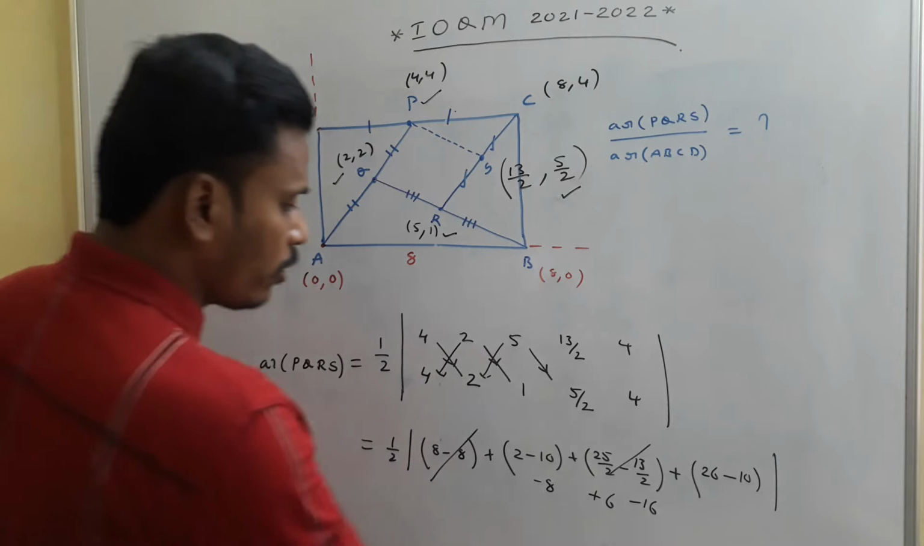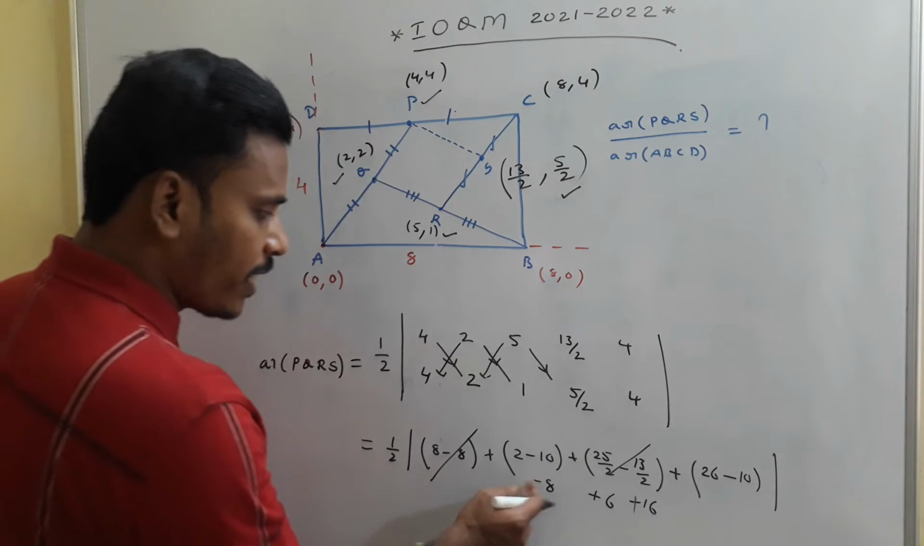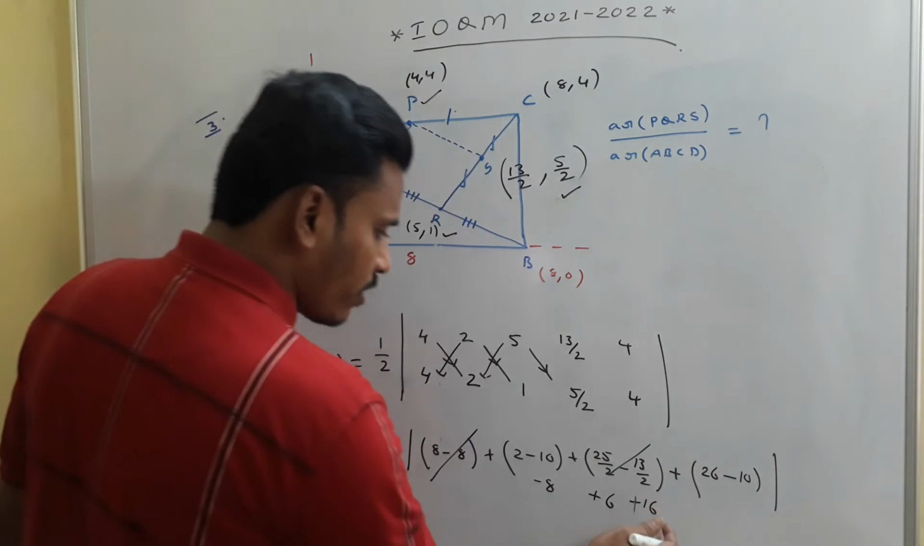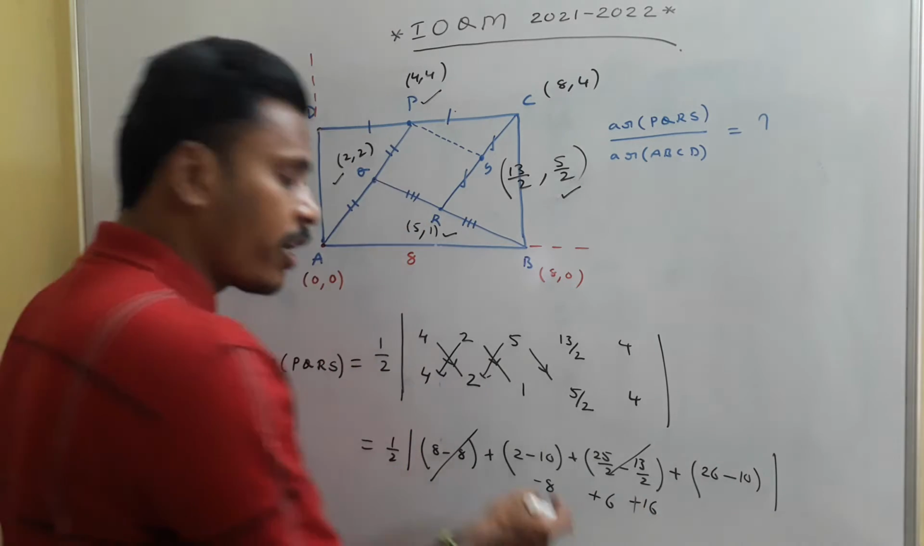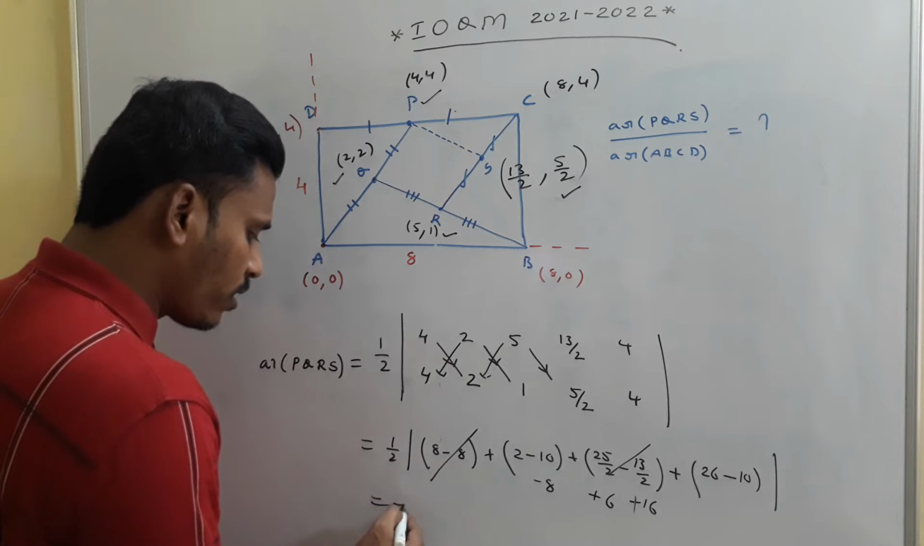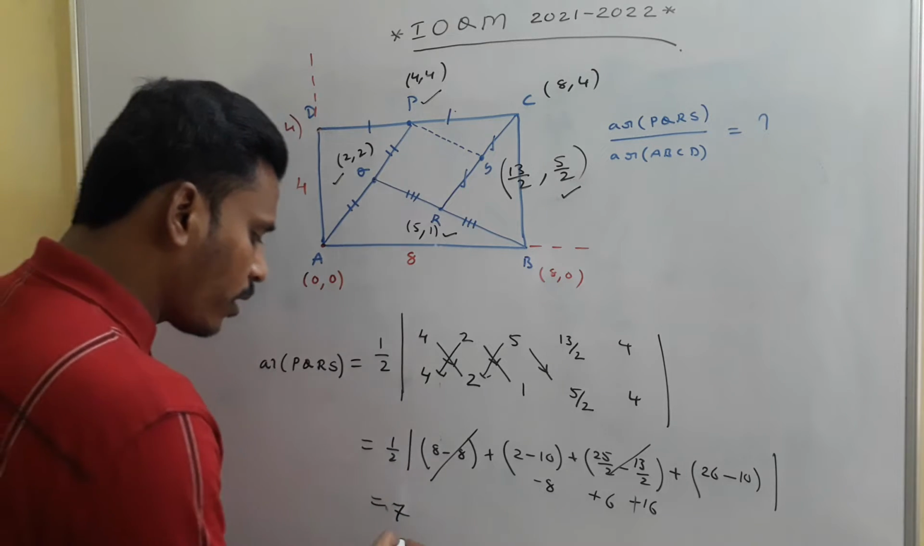Just a minute. This is also plus, right? Okay. Minus 8 plus 6 and plus 16. Okay. Minus 8 plus 6 is minus 2. 16 minus 2 is 14. 14 by 2 is 7. So the area of this PQRS is 7.